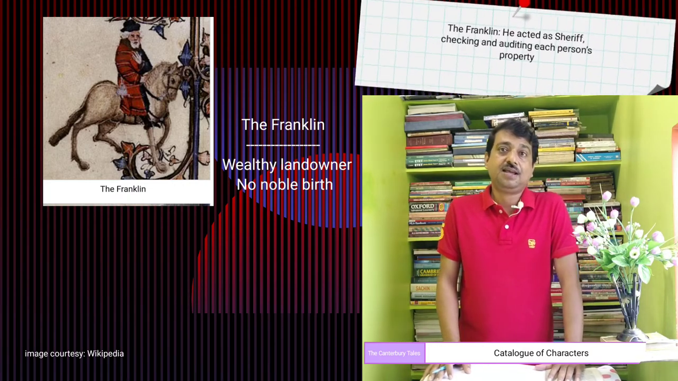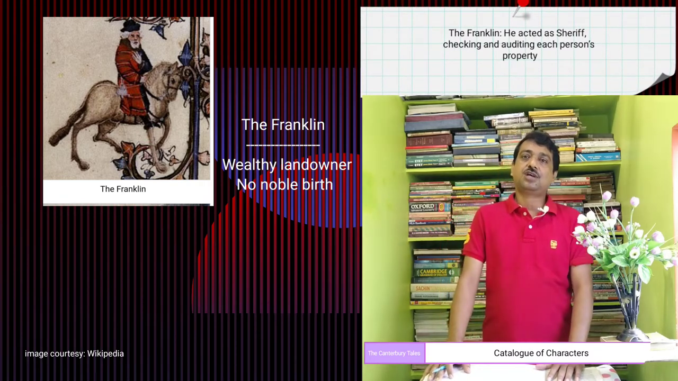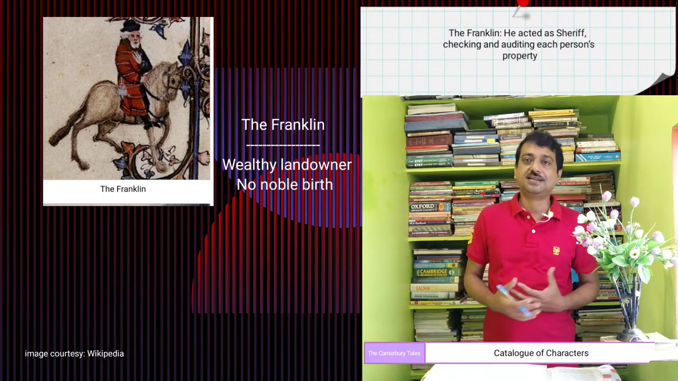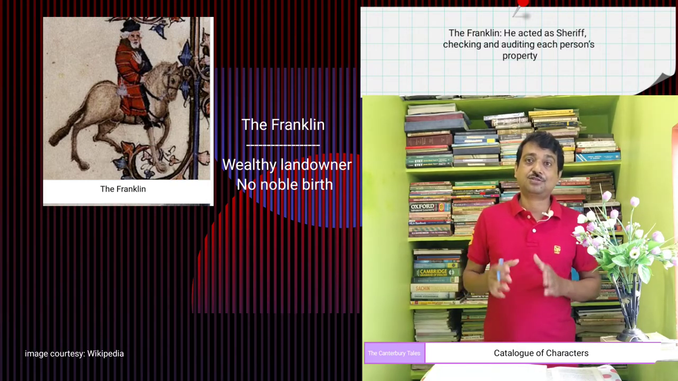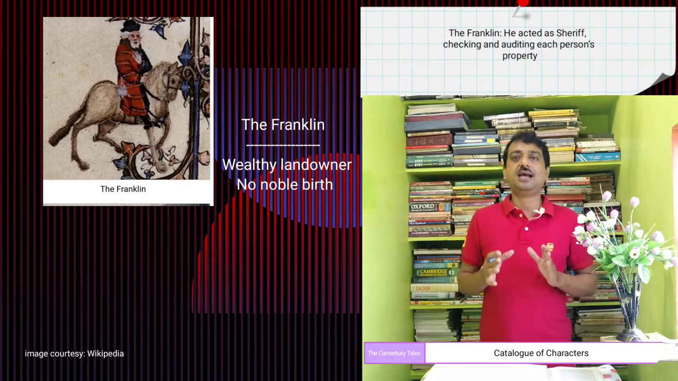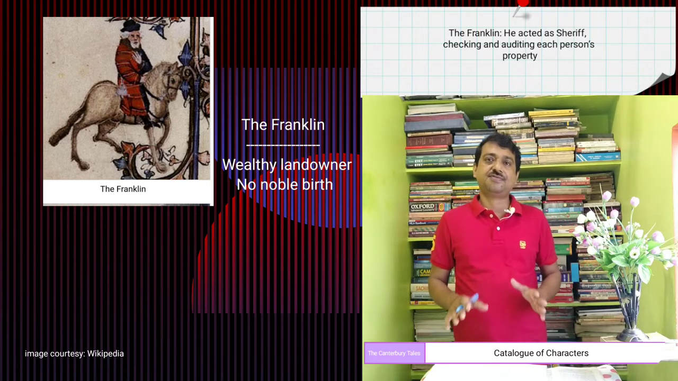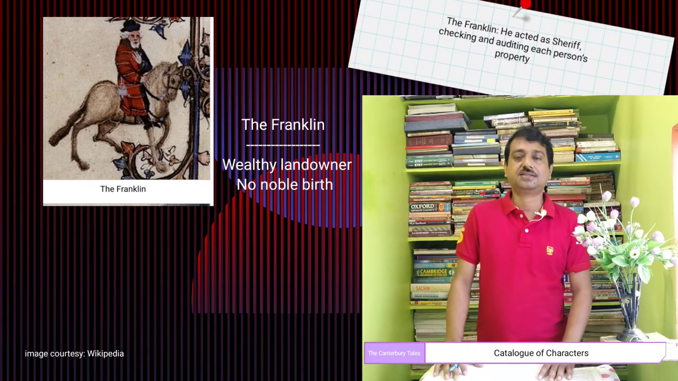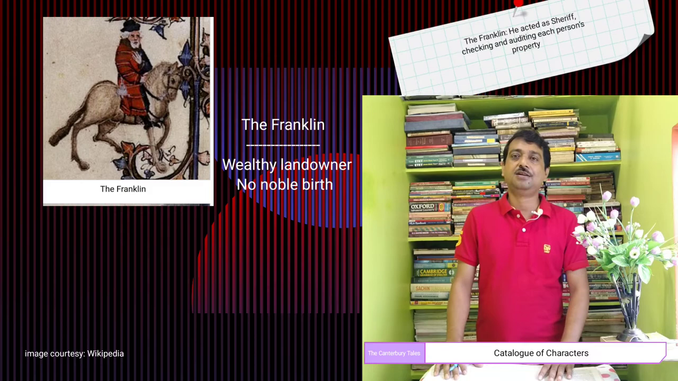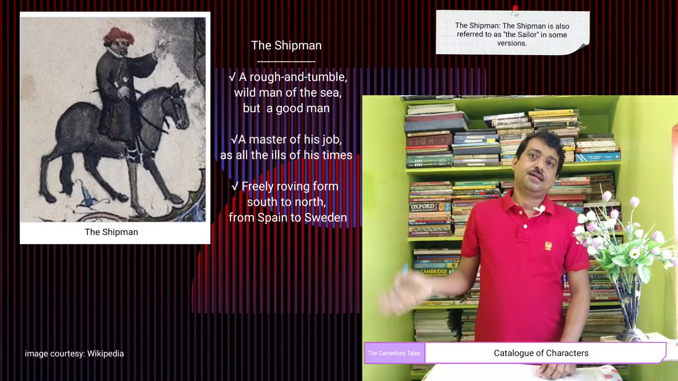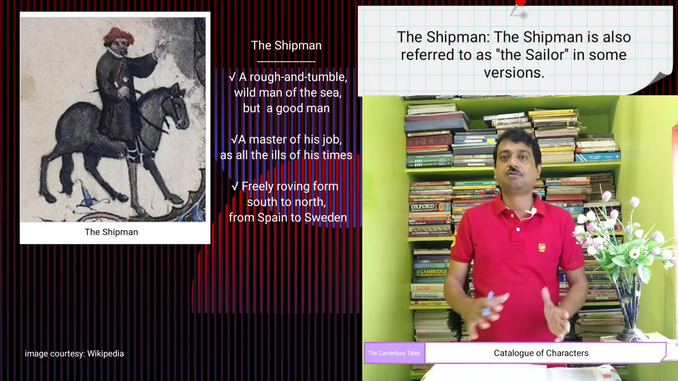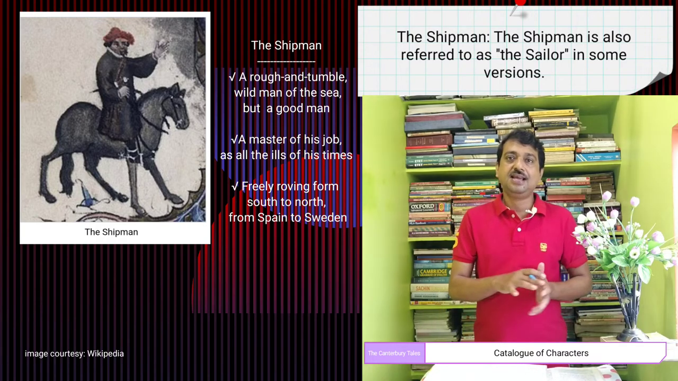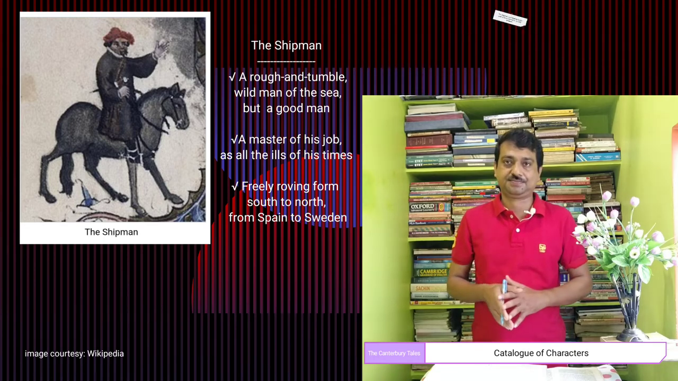The franklin, or a free man, at whose house it snowed of meat and drink, is a wealthy landowner, but not of noble birth. His social position is a matter of dispute, but as it is told, he acted as sheriff, checking and auditing each person's property. So he is a kind of income tax officer. The shipman, who is a master of his job, has all the ills of his times, freely roving from south to north, from Spain to Sweden. He sometimes acts like a cunning pirate.